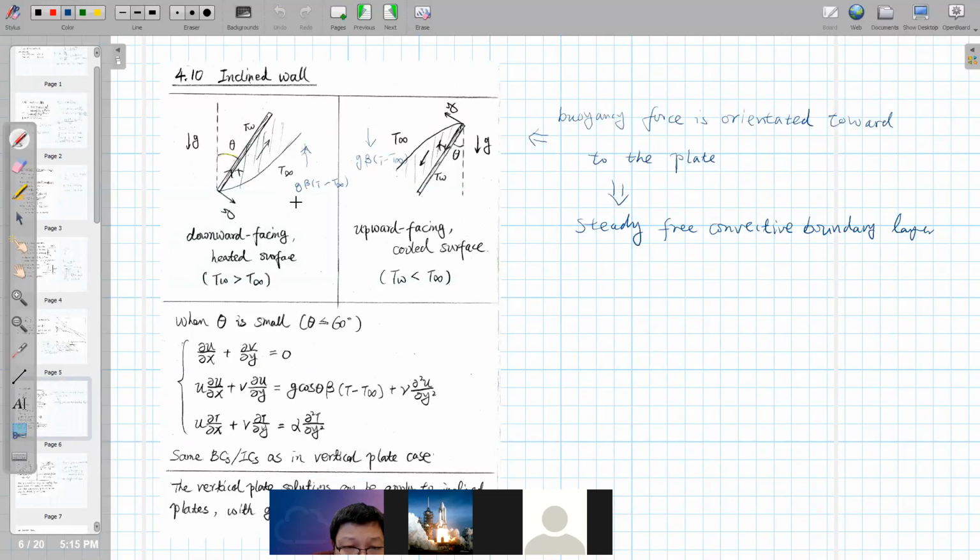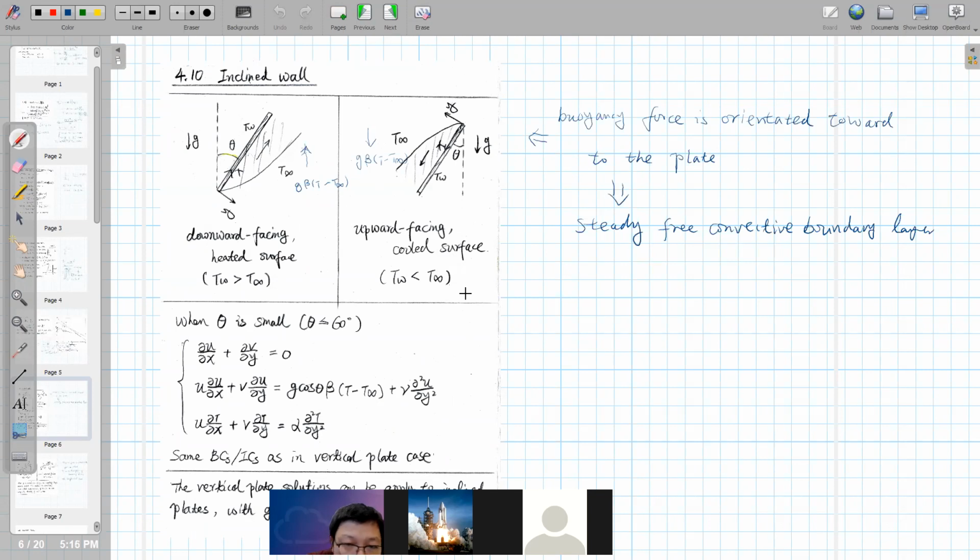It's more complicated than the vertical plate. You need to know whether your buoyancy force is pushing the fluid toward the plate, or trying to push the fluid away from your plate. And for the cases where you have this steady free convective boundary layer, it's much simpler and easier to solve compared to the other case.